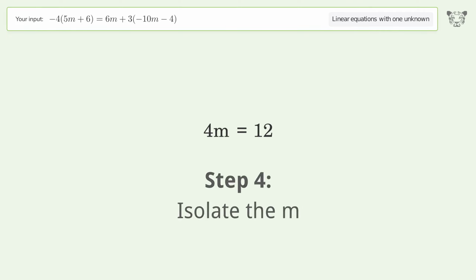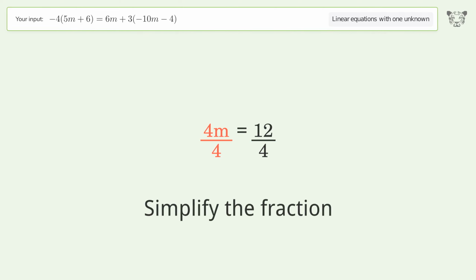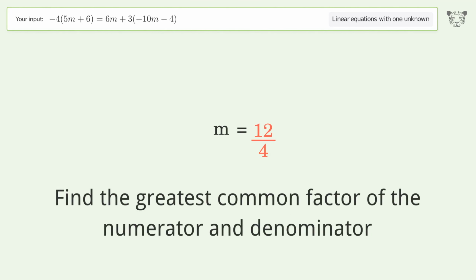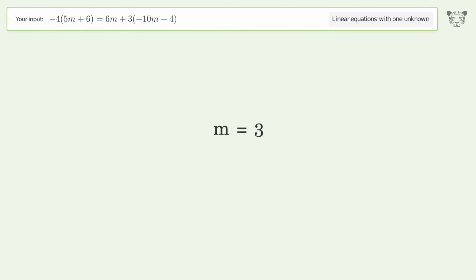Isolate the m. Divide both sides by 4. Simplify the fraction. Find the greatest common factor of the numerator and denominator. Factor out and cancel the greatest common factor. And so the final result is m=3.